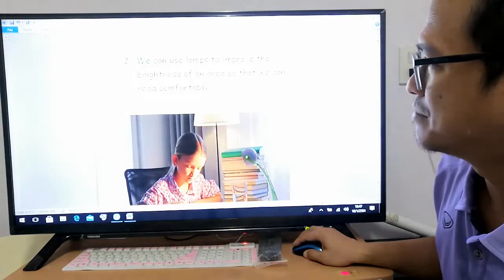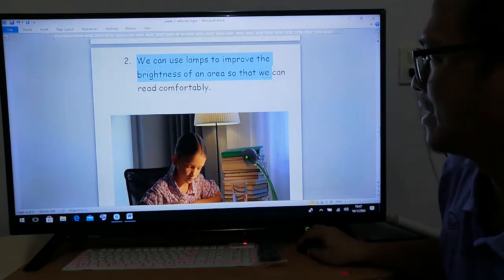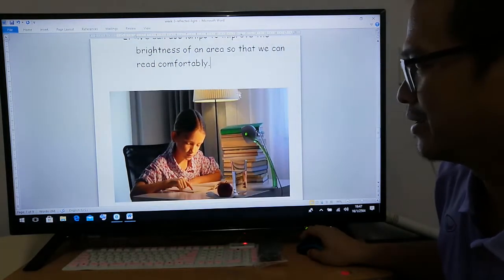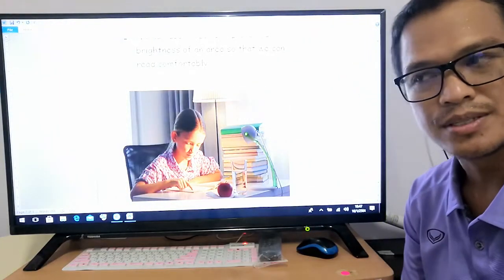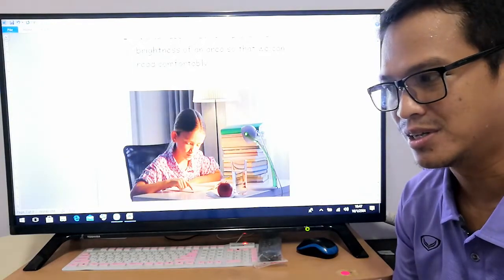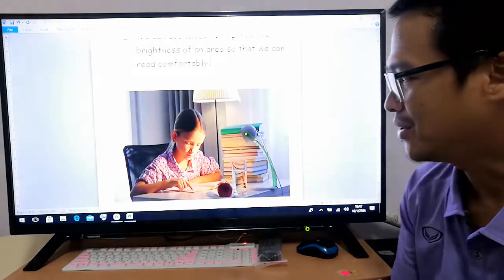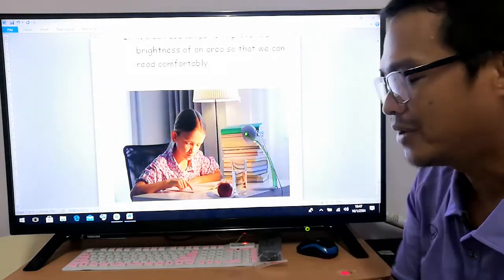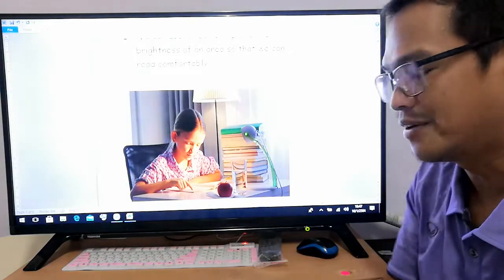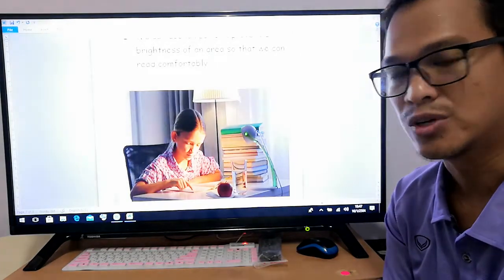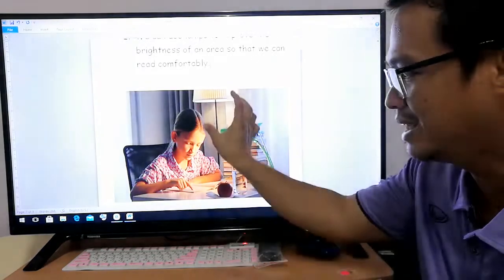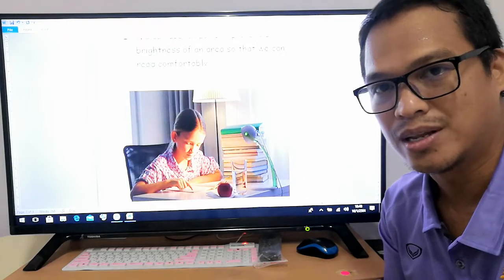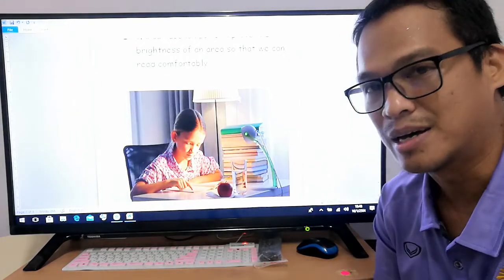Number two, we can use lamps to improve the brightness of an area so that we can read comfortably. If your room is not well lit, you can use an extra lamp and put it directly or nearly directly on the book that you're going to read. You need an extra light source if your room is not well lit when reading a book.